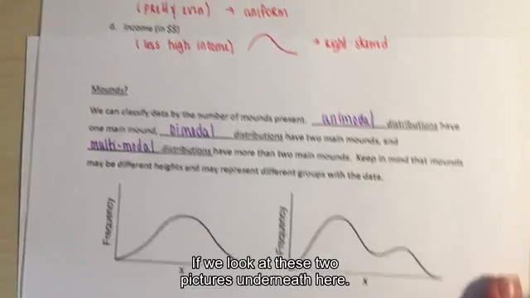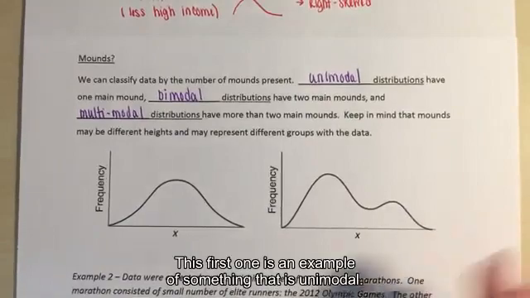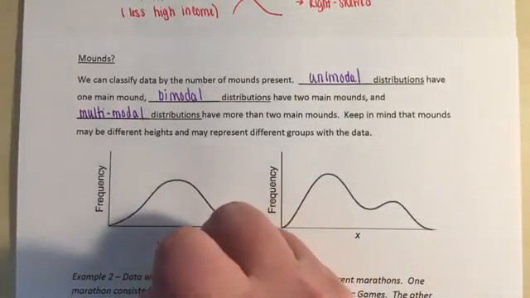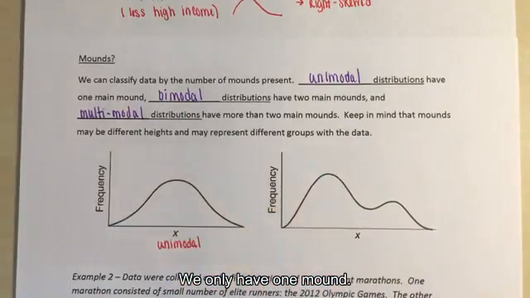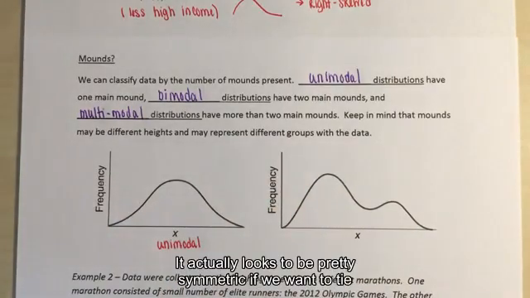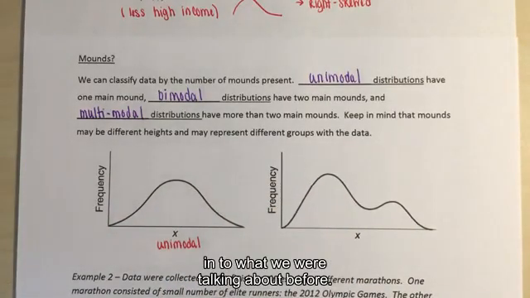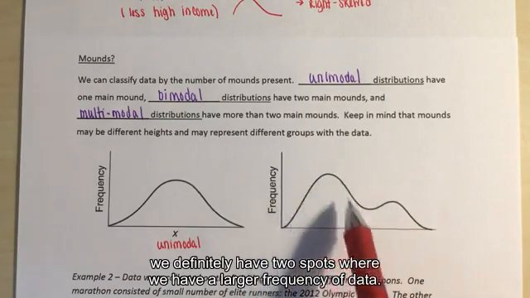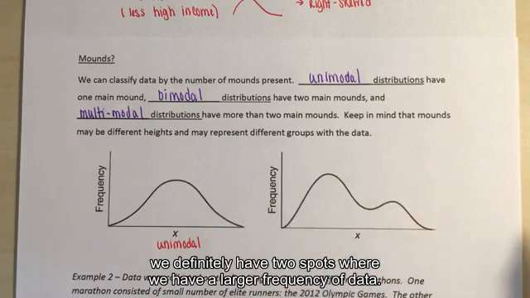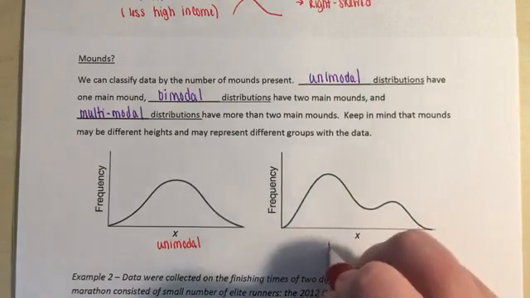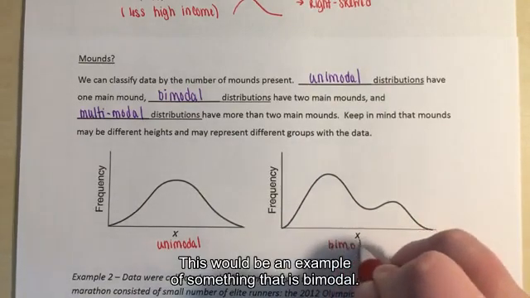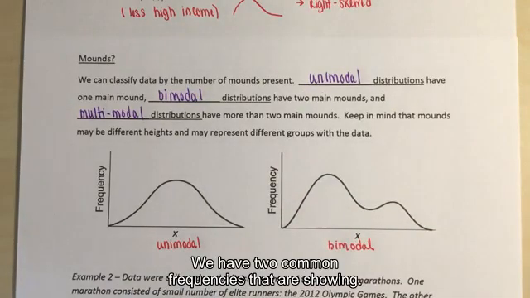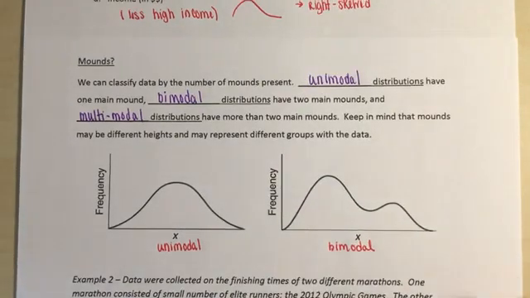So if we look at these two pictures underneath here, this first one is an example of something that is unimodal. We only have one mound. It actually looks to be pretty symmetric if we want to tie into what we were talking about before. Here, notice that they're not the same height, but we definitely have two spots where we have a larger frequency of data. So this would be an example of something that is bimodal. We have two common frequencies that are showing up.